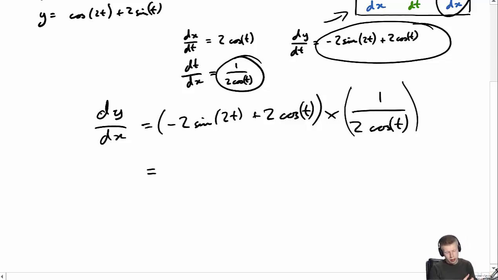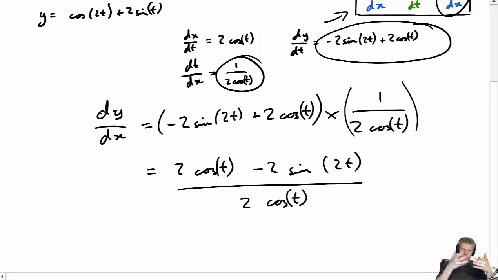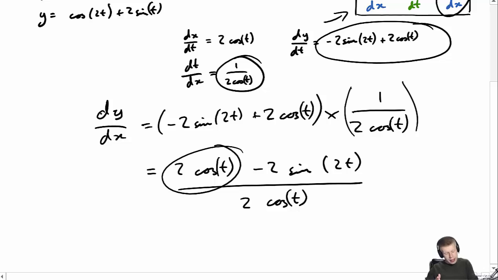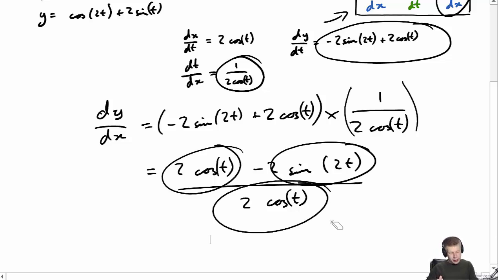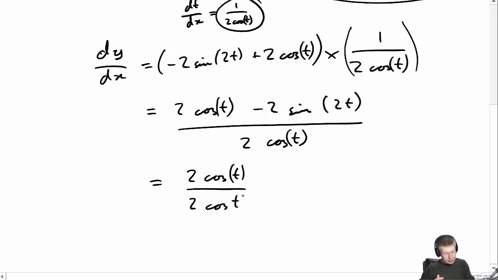I'm actually going to flip it around, so I start off with the 2 cos t, because that's a positive. So I'm going to start off with 2 cos t minus 2 sine 2t, and that's all over 2 cos t. So I've just multiplied that fraction together, basically. Multiply the numerators, multiply the denominators. I'm now going to separate this up into 2 separate fractions. So at the moment I've got something minus something all over 1 denominator. So I'm going to then make it into 2 fractions. So I've got 2 cos t over 2 cos t minus 2 sine 2t over 2 cos t.